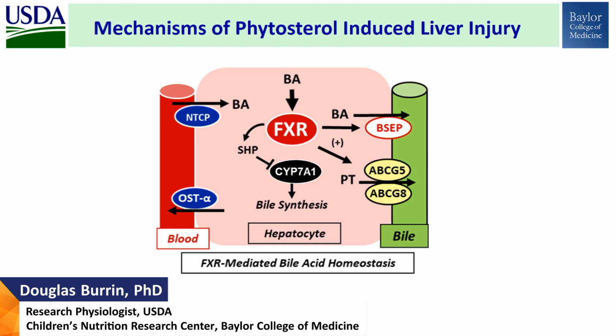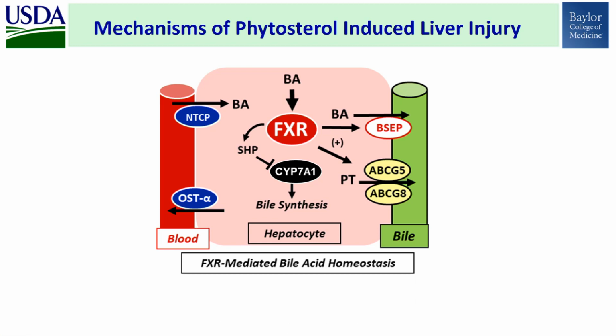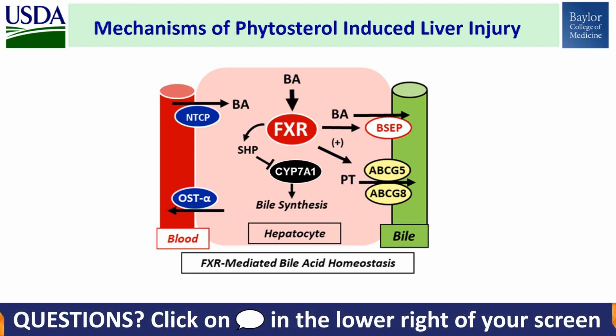And once FXR is activated, it then triggers the upregulation of target genes, most importantly, the bile salt export pump, which pumps bile acids out of the hepatocyte into the biliary system, and it also upregulates the ABCG5 and G8 transporters, which transport sterols out of the hepatocyte into bile. Importantly, also, FXR activation suppresses CYP7A1, which is, again, the rate-limiting enzyme in bile acid synthesis.